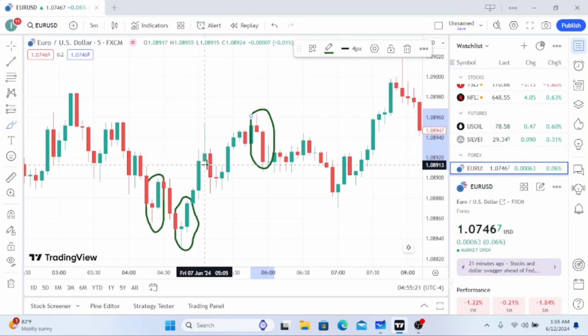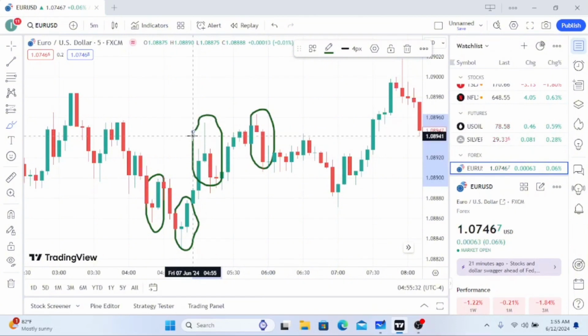This one also shows the same thing. This one here shows the same thing. This one right here shows the same thing. After this bearish hammer, another bear candle comes up to give you a solid confirmation that bears are in this market.